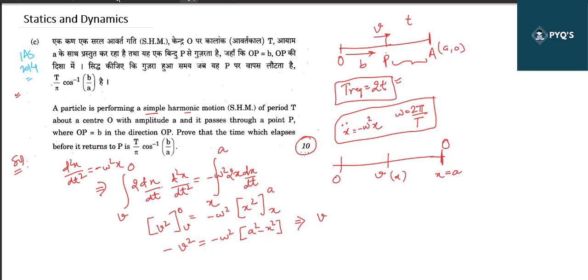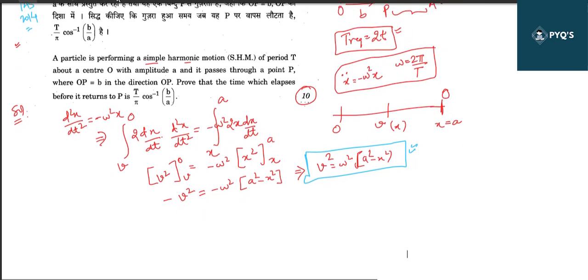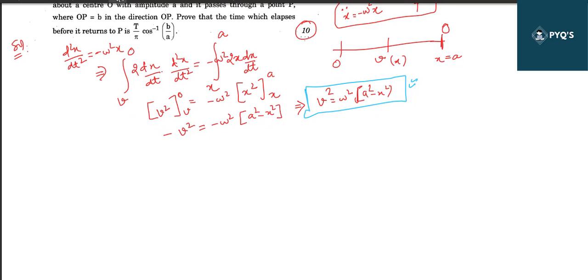So v square equals omega square times A square minus x square. This is the formula we got for velocity. You can directly use this formula or you could derive it because it is easy to derive. Now let's take it downward. I'll find v equals plus minus omega under root of A square minus x square.